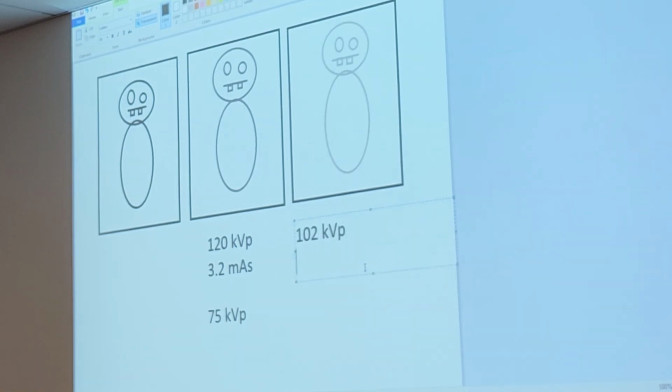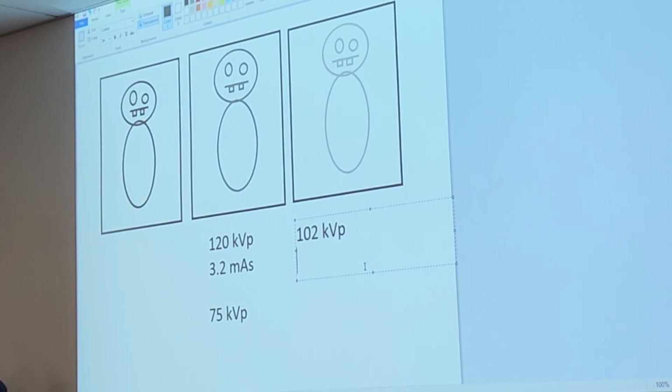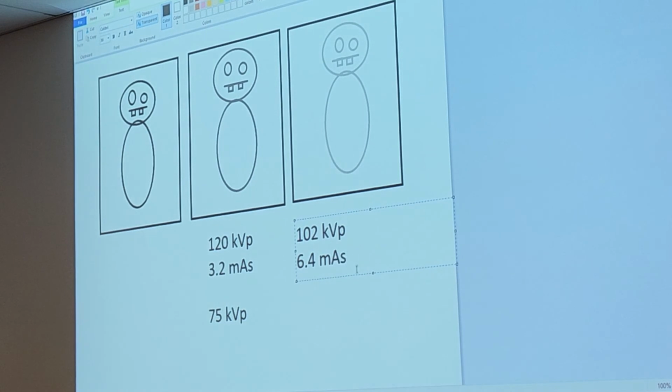What is my new mAs? Half of 3.2. So I went down with kVp, so which way does mAs go? It goes up by how much? 15%, sir. kVp went down 15%. Like 50%. mAs changes by 2. Times 2, right? Before we were dividing by 2, that's how we did 50%. Now we're going up, so 6.4 mAs. Well, I'm not at 75 yet, am I?